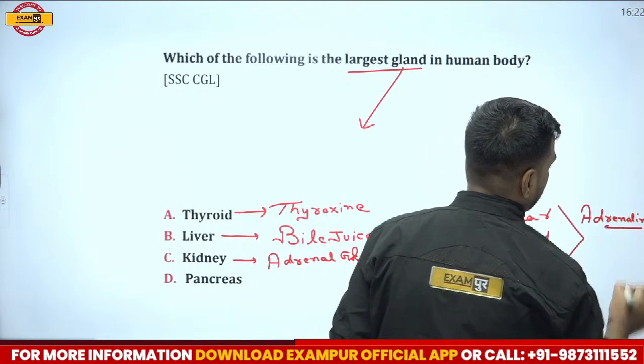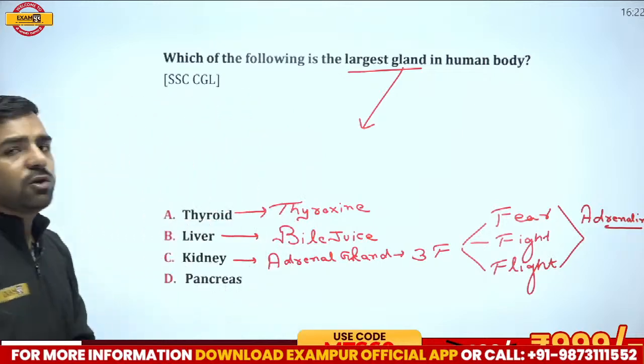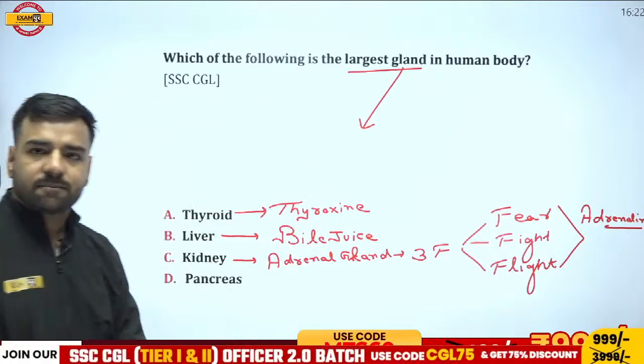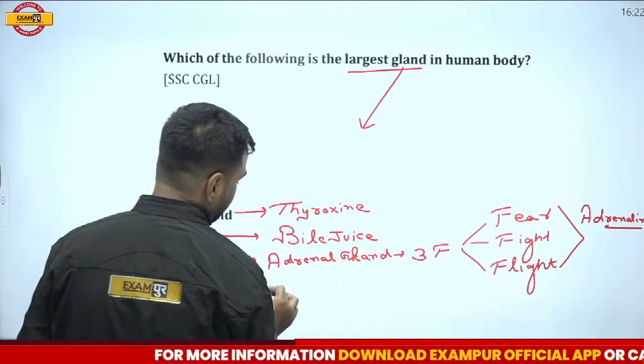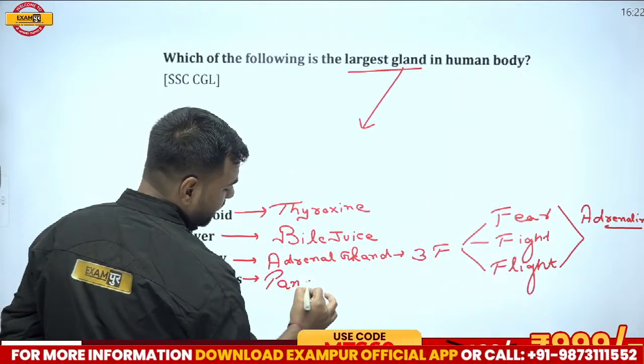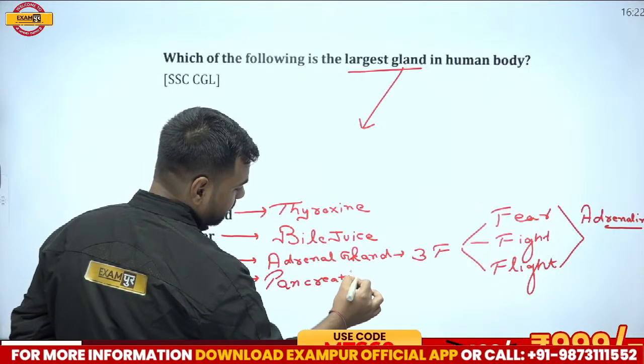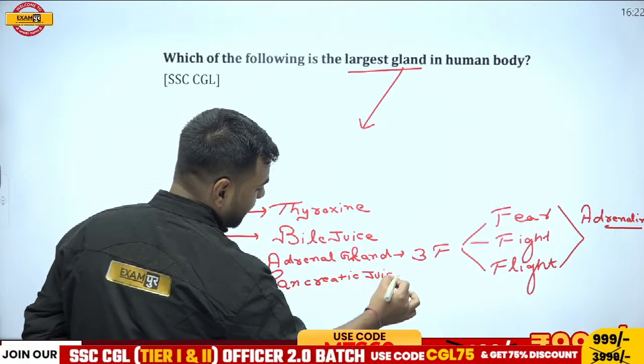It is the hormone known as adrenaline, which helps you out in facing difficulties, right? Okay, so now talking about the pancreas, what will you get from the pancreas? From the pancreas you are going to get pancreatic juice.